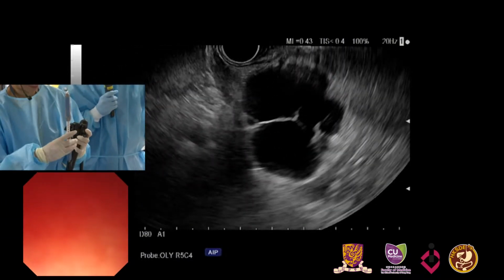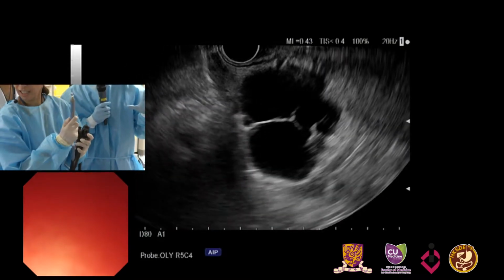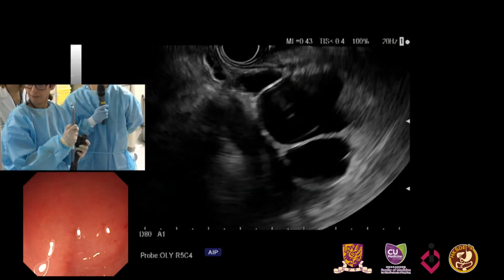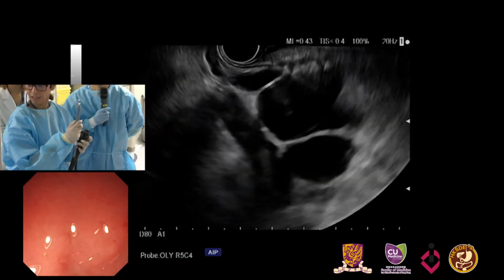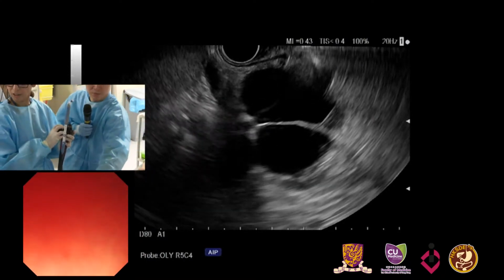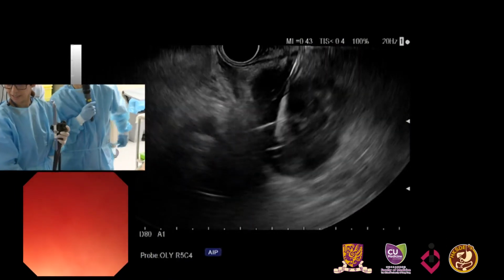Yeah. And this is a duodenal position, and the scope tip is angled a little bit, and this is a 19-gauge needle, a steeper needle, so there can be some resistance. We'll try to get it in. Yeah. Okay. Now we are inside the cyst.